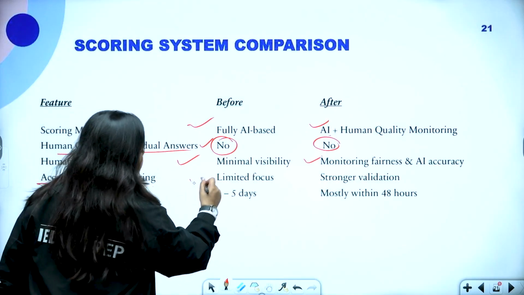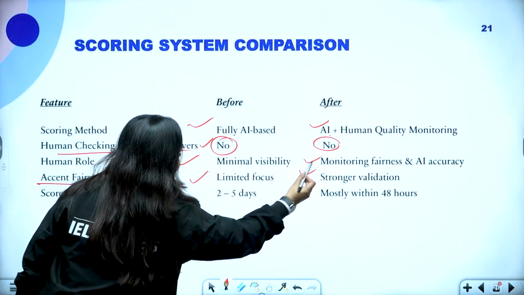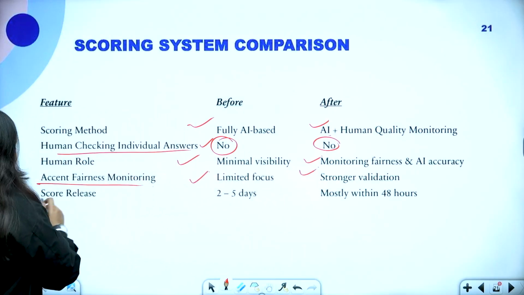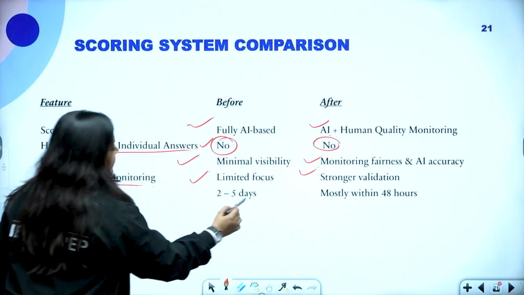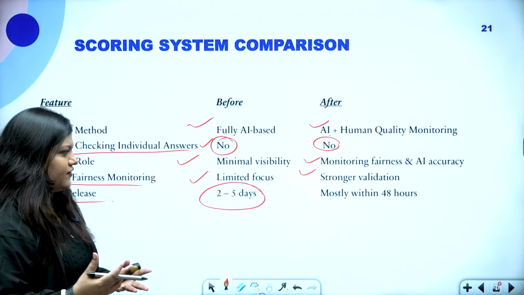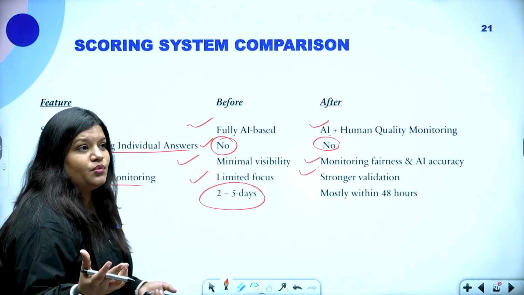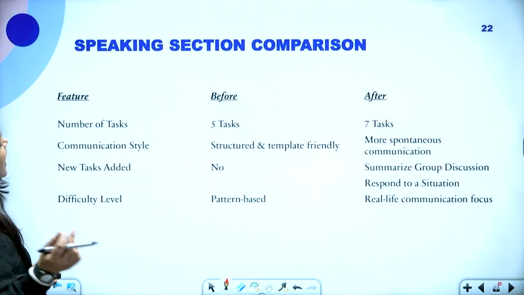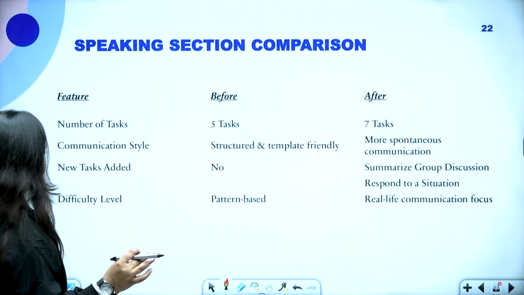Accent fairness monitoring, earlier it had a limited focus, now there is a stronger focus and validation is being transferred. Score release, earlier it was in 2 to 5 days, and now it is mostly within 48 hours. Speaking section comparison, let's have a look.